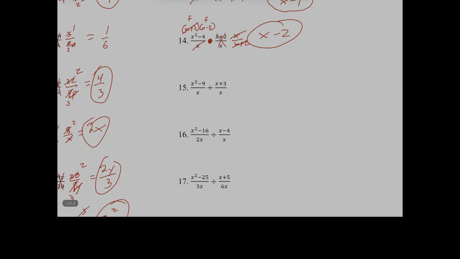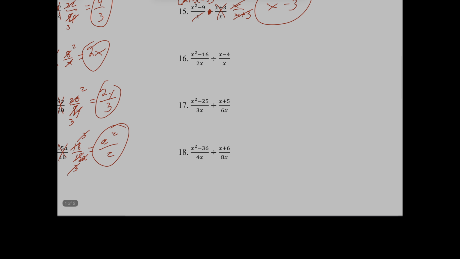Let's go on to number 15. First thing I see is this x plus 3. X minus 3, multiply, and flip. My x's go away, and my x plus 3's go away. And I'm left with an x minus 3 after I do all that.